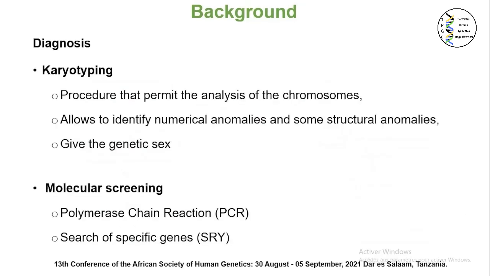The diagnosis of the chromosomal abnormalities. Many new molecular techniques have been developed for chromosome analysis, but the karyotyping is still the gold standard for chromosome analysis. It allows to identify the numerical chromosome anomalies and some structural abnormalities, and it also gives the genetic sex. The molecular screening is based on the polymerase chain reaction, PCR, and it permits the search of specific genes. In our case, the SRY gene.